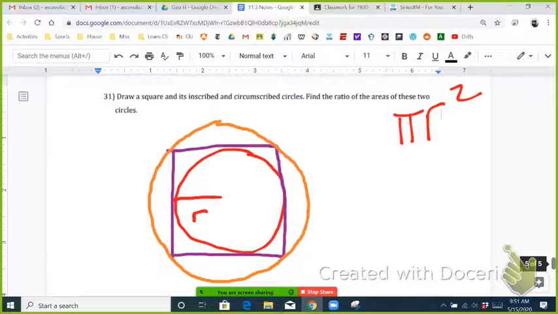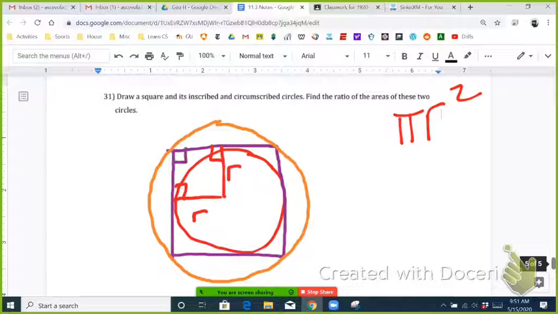Now, since this red circle is inscribed in that purple square, that's going to form a right angle. So those purple lines are tangent to the circle. And same thing up here. So we just created a square. I know it's a square because all the angles are 90.